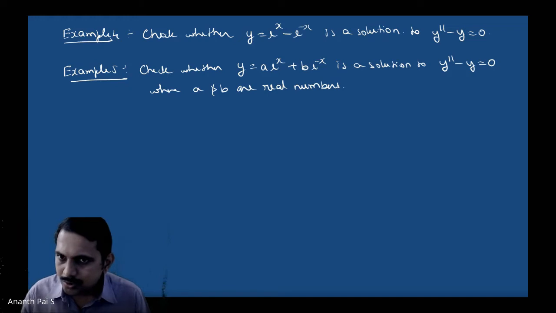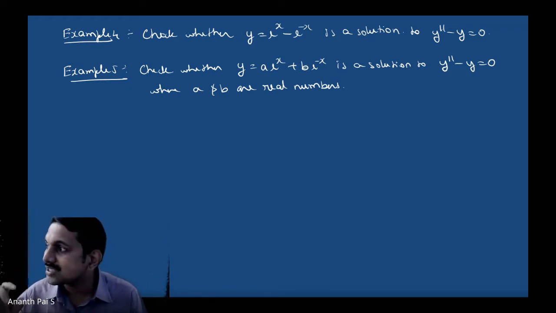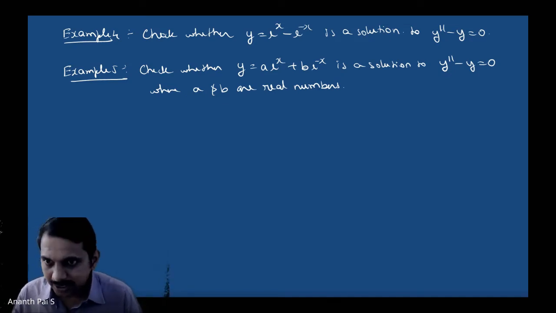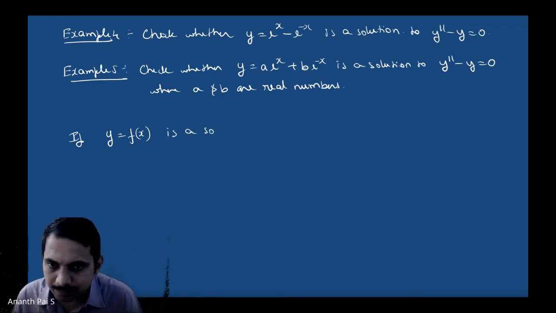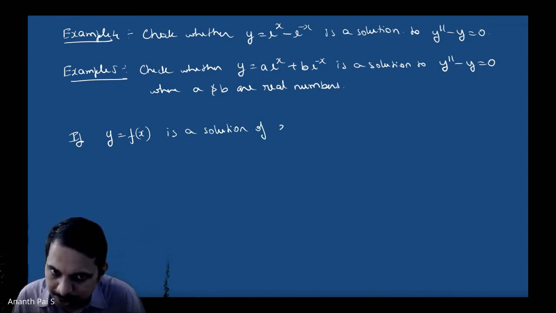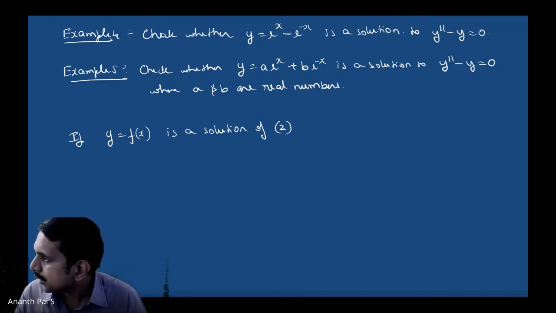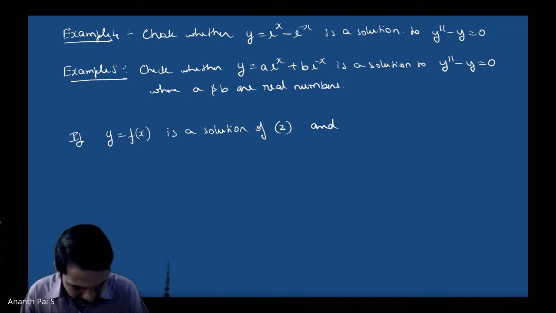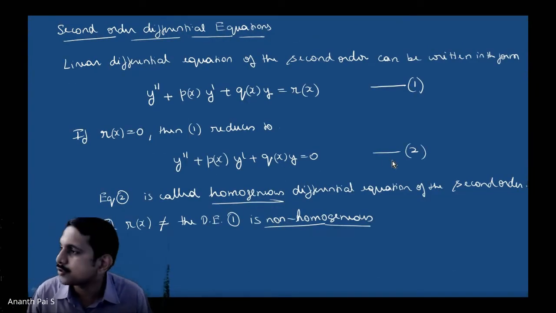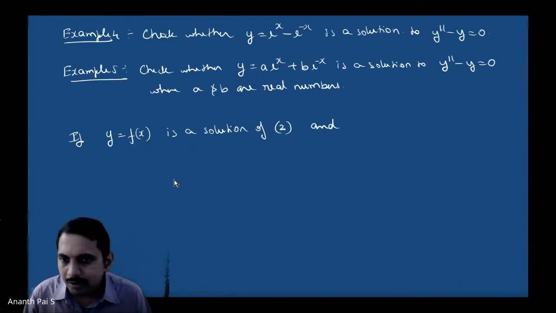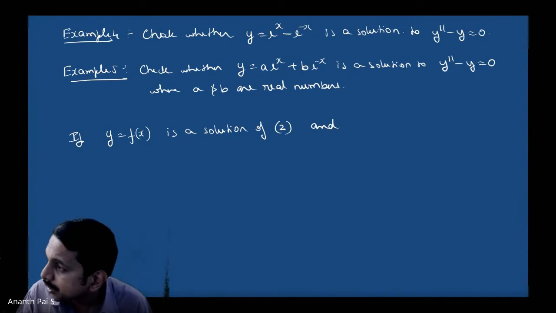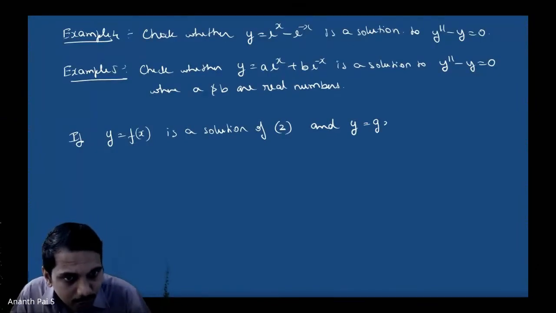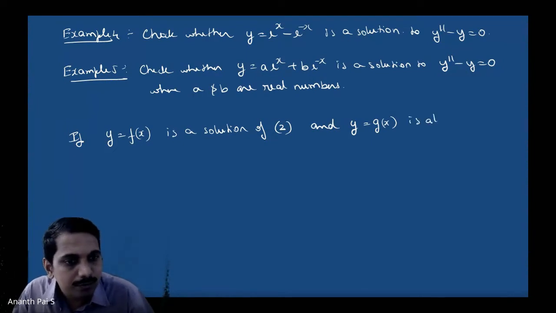Now what is that we are reading out of this? We are reading out that if y is equal to f of x is a solution of equation 2, and you know what is equation 2? Equation 2 is this homogeneous equation. Getting that point? If y is equal to f of x is a solution to equation 2, and y is equal to g of x is also a solution, then, is a theorem.